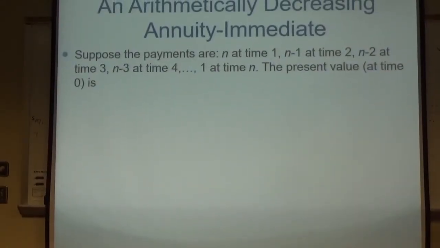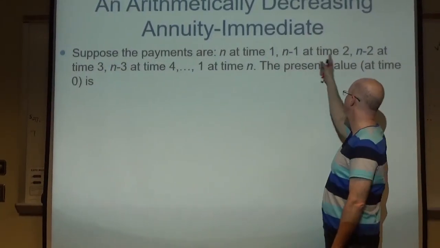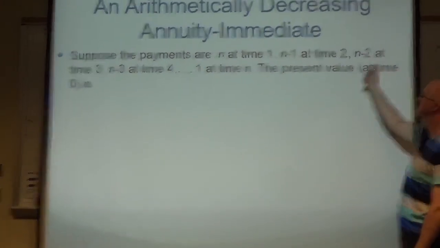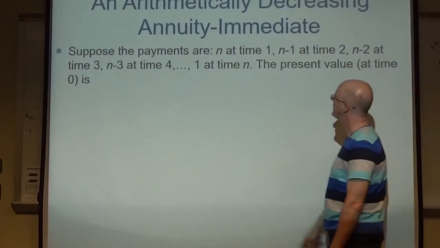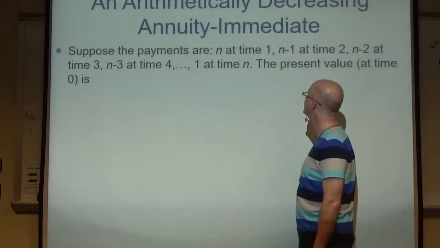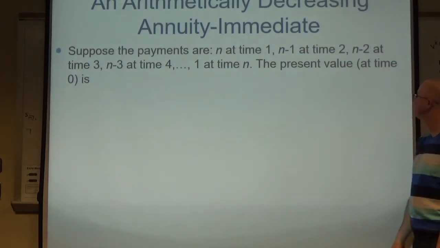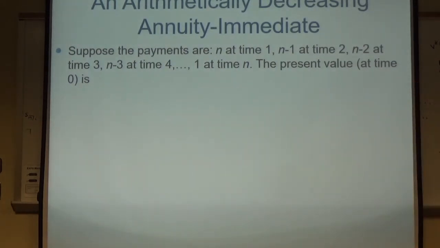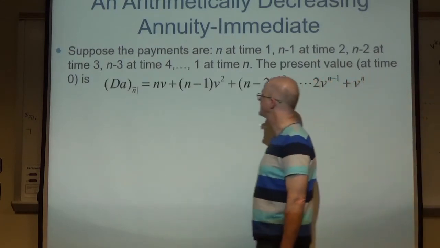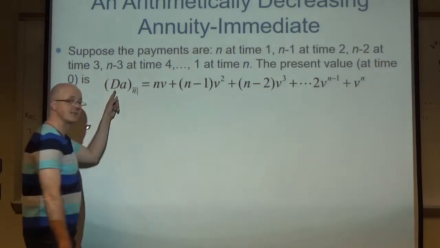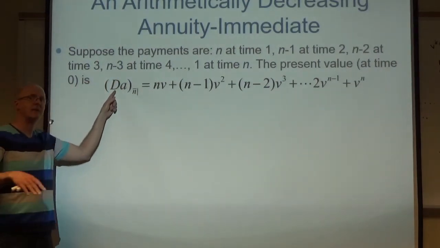There's an arithmetically decreasing annuity immediate, a payment of n at time 1, n minus 1 at time 2, they're going down, n minus 2 at time 3, all the way down to a payment of 1 at time n. You can draw a number line for this. What's the present value of this at time 0 as an annuity immediate? It's this summation. D stands for decreasing. Okay, this is a decreasing annuity immediate.